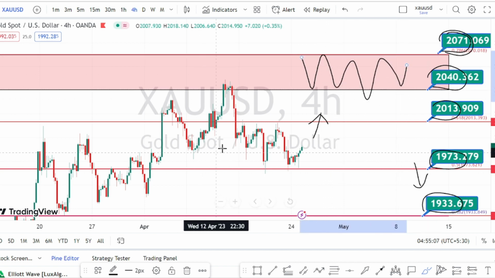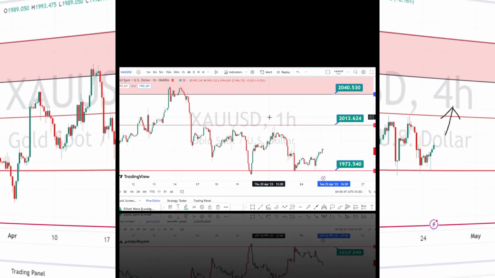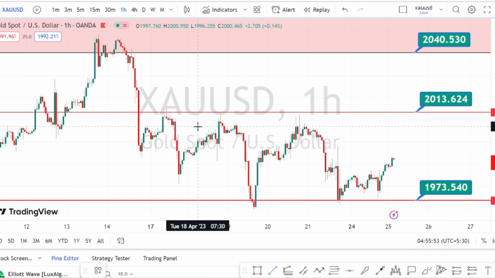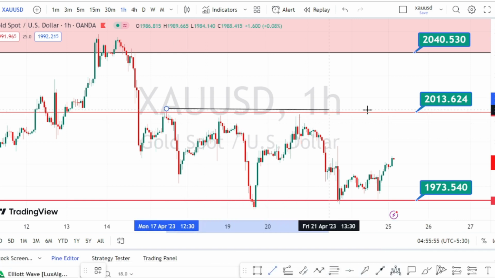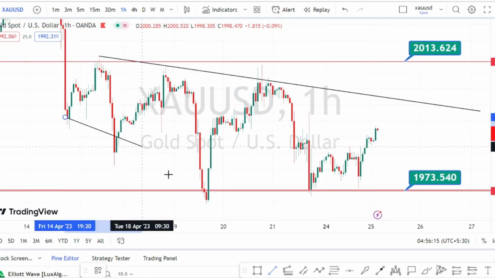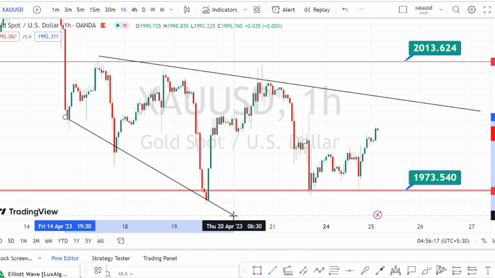Let us look at the price action in hourly time frame. I'm in hourly time frame, and when we look at the overall trend of the price action in hourly time frame, I'm connecting the highs of the past price action, which is acting as a resistance line, and connecting the lows of the past price action.